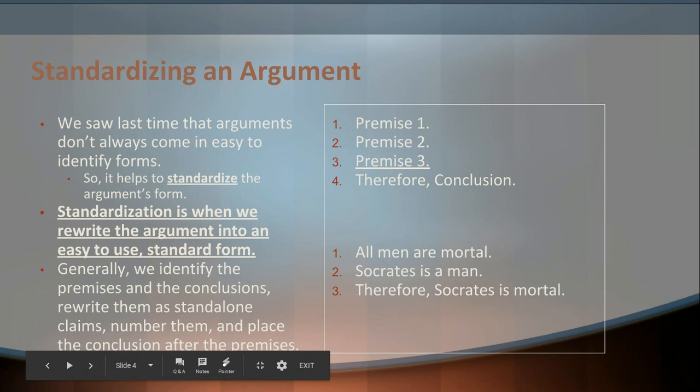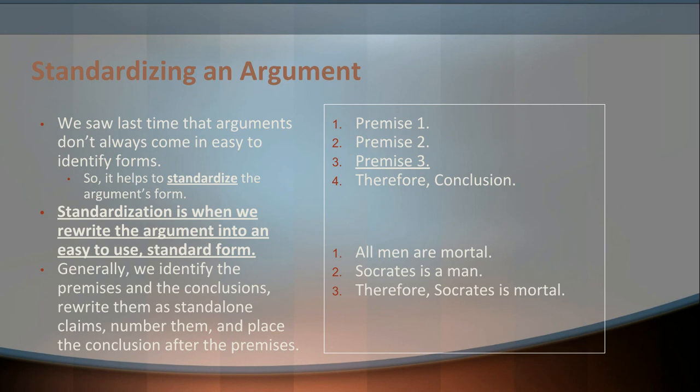Now I can start to say that claims 1 and 2, or premises 1 and 2, give a certain kind of support for premise or for claim 3, the conclusion. Excuse me. We also don't have any mystery about which one's the conclusion anymore. In fact, in some books and in some texts, they'll even label the premises as P1, P2, P3, and the conclusion as C1 or something like that, to make it even more abundantly clear which ones are the premises and which ones are the conclusions.